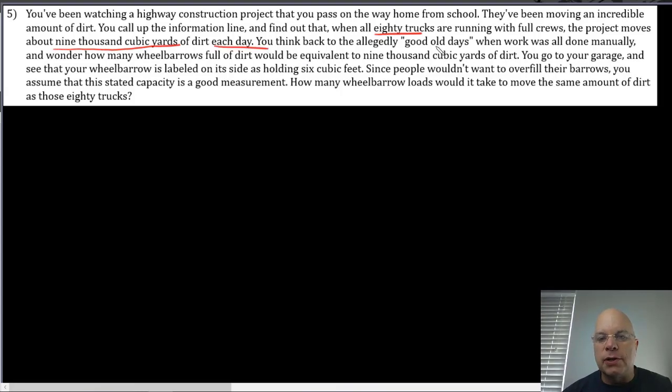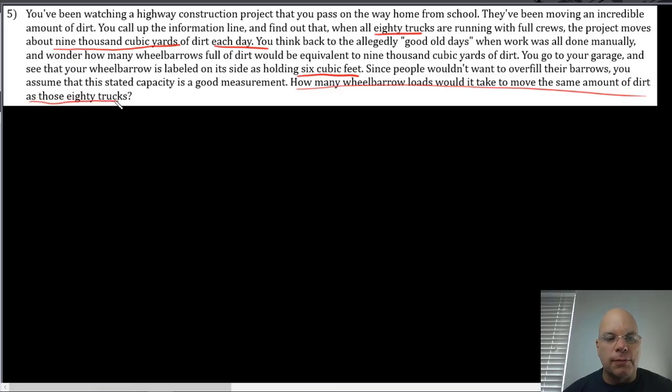You think back to the allegedly good old days when work was done manually and wonder how many wheelbarrows full of dirt would be equivalent to 9,000 cubic yards of dirt. You go to your garage and see that your wheelbarrow is labeled on its side as holding 6 cubic feet. Since people wouldn't want to overfill their barrows, you assume that the stated capacity is a good measurement. How many wheelbarrow loads would it take to move the same amount of dirt as those 80 trucks?